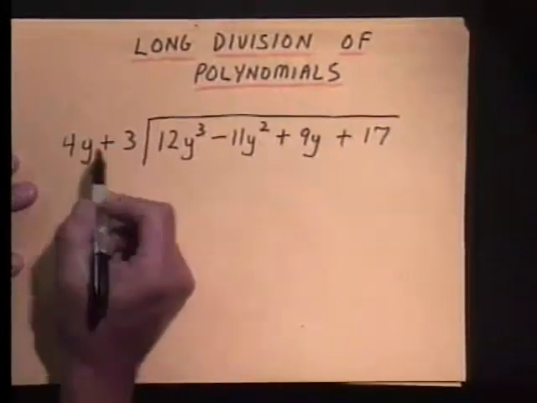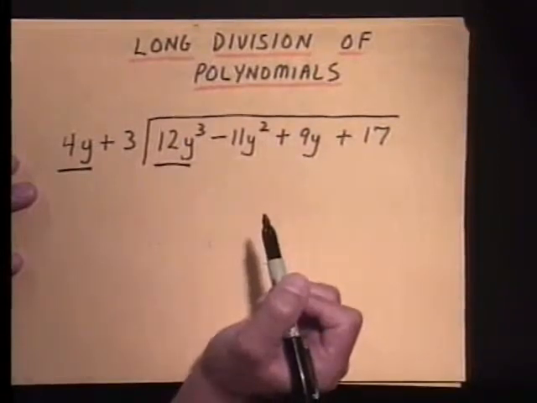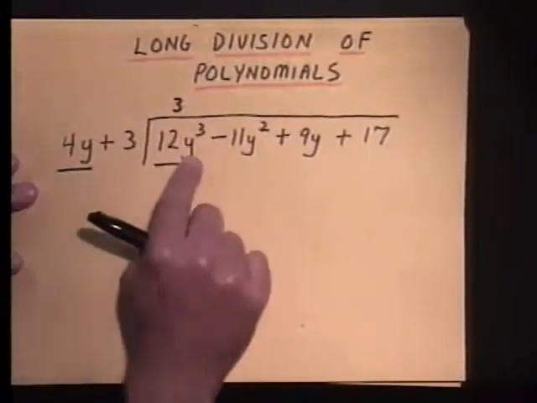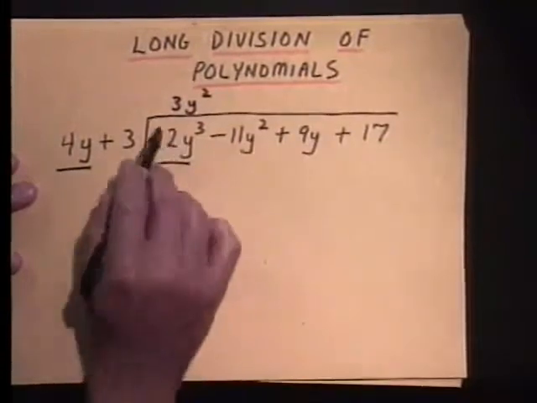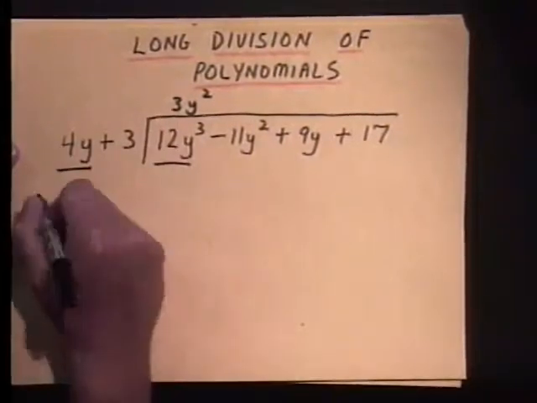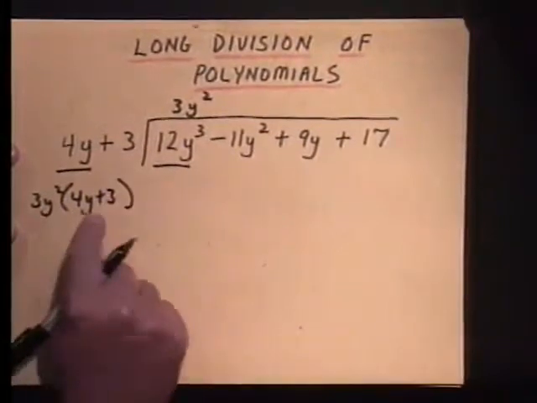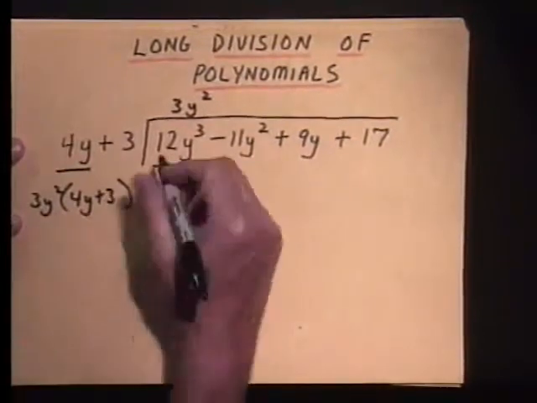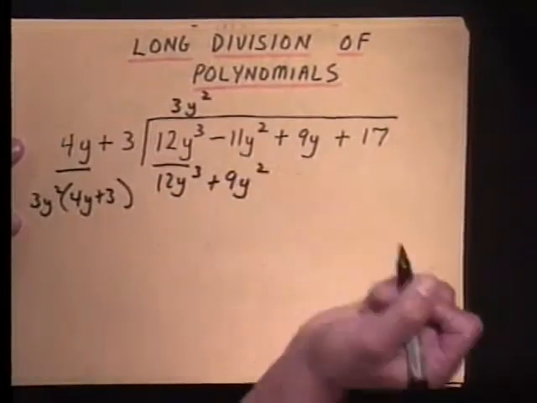What you do, same principle. First term, 4y, goes into 12y to the third how many times? Well, 4 goes into 12 3 times. Y goes into y to the third how many times? Y squared. All right, so now what do I do once I take first term into first term? Well, you're going to multiply, step 2. So I'm going to take that 3y squared times the 4y plus 3, multiply it, and write that result underneath here. So distributing the 3y squared through, I'm going to get 12y to the third power plus 9y squared.